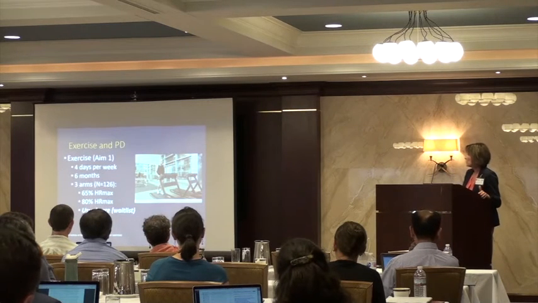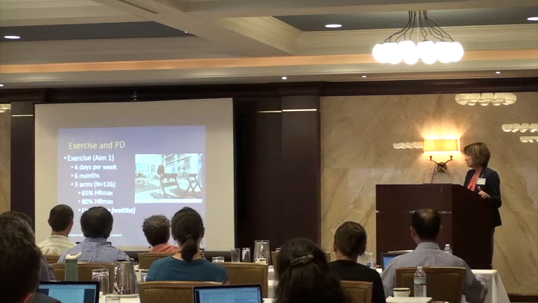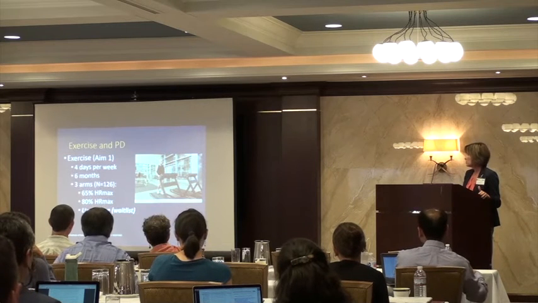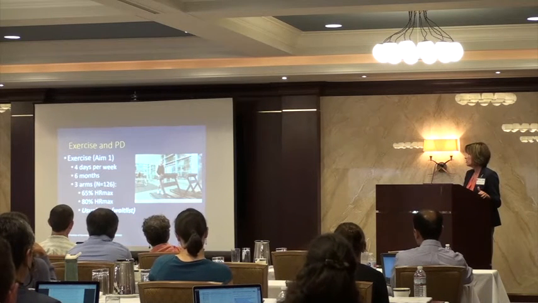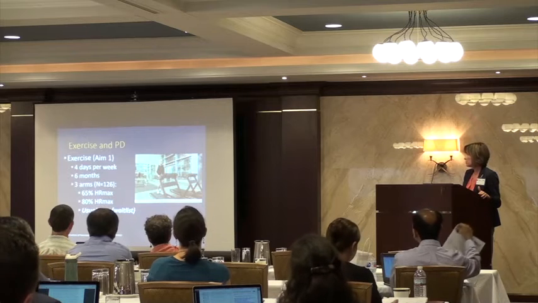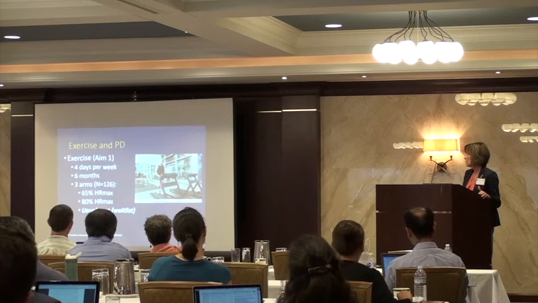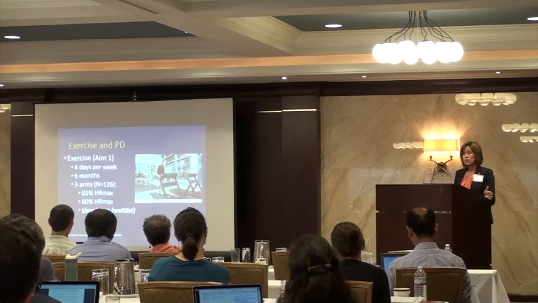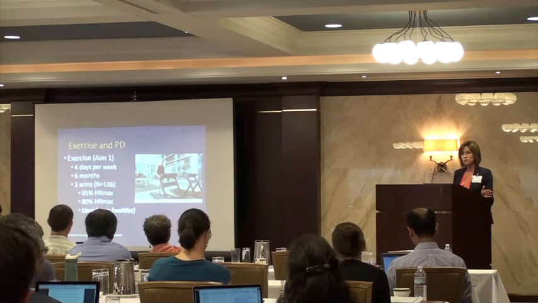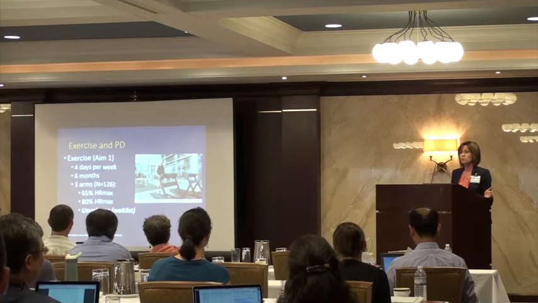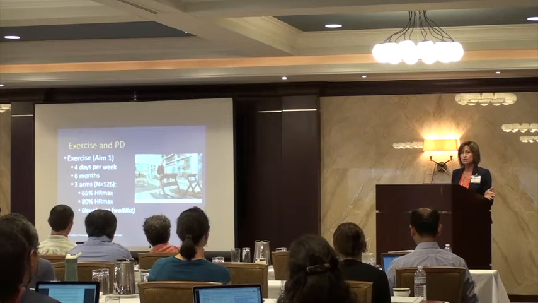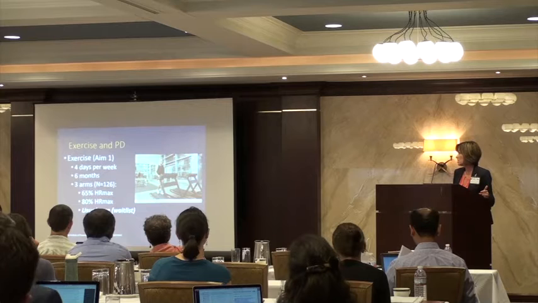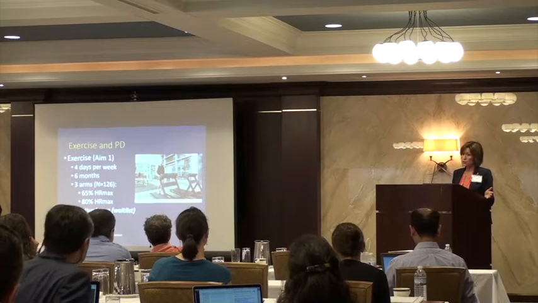So we ended up going with 4 days per week for 6 months, so a short-term outcome for this phase 2. And we had 3 arms, 65% of heart rate max, 80% of heart rate max. And we did a usual care, and we allowed people, if they were still eligible from a cardiovascular perspective at 6 months, to cross over, and they would be randomized to one of the high intensity or the moderate intensity.